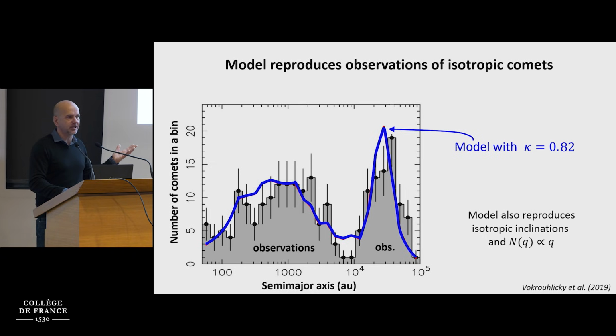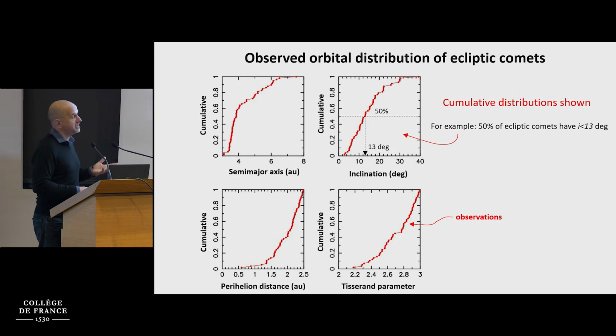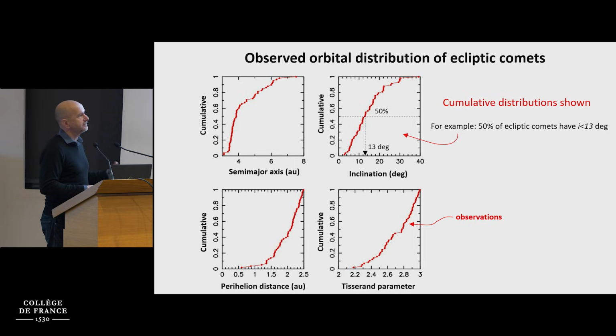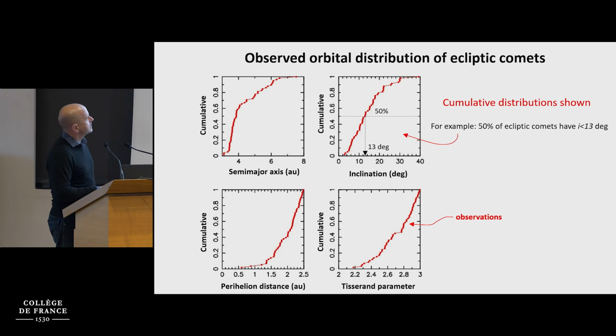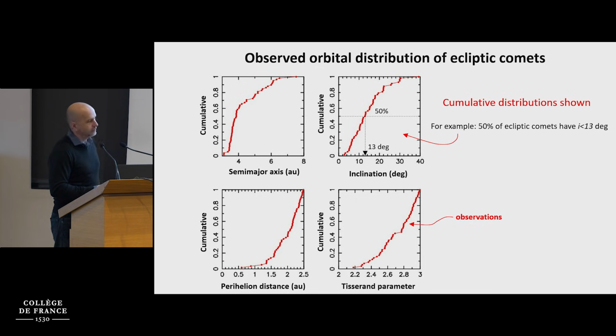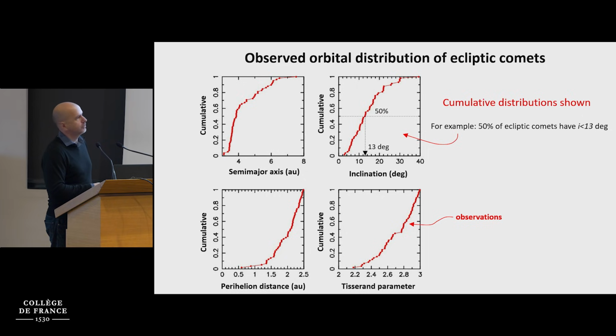Now let's go to the ecliptic comet population. This is the observed population of active ecliptic comets. So you have the semi-major axis distribution here, inclination distribution here, perihelion distance distribution, and the Tisserand parameter distribution here. For example, if you look at this cumulative distribution in inclination, you can see that the median of the distribution is about 13 degrees. For comparison, the isotropic comets have a median of 90 degrees, right? So that's the flatness of this population.